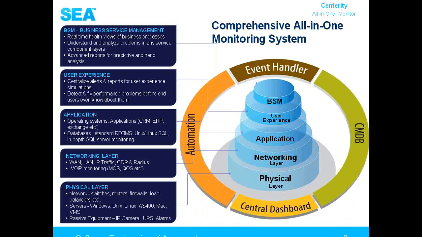So wrapping these 5 layers are 4 supporting systems that Centerity gives you. The first is the event handler. This is a ticketing system and alert system. It's like a lot of alerting systems. It sends you information that's relevant to what's affecting your business, and you can even take action on these alerts.